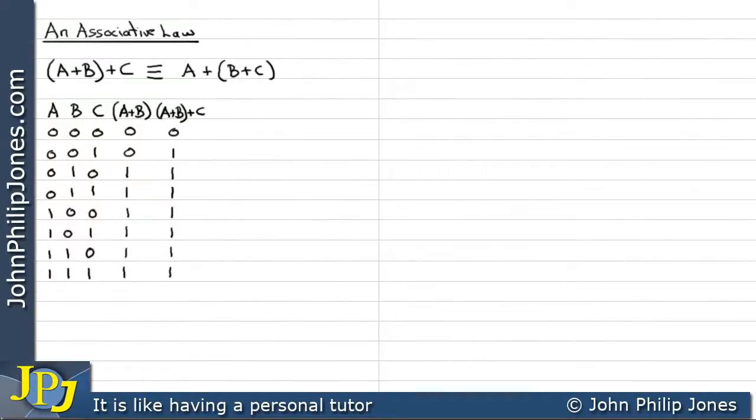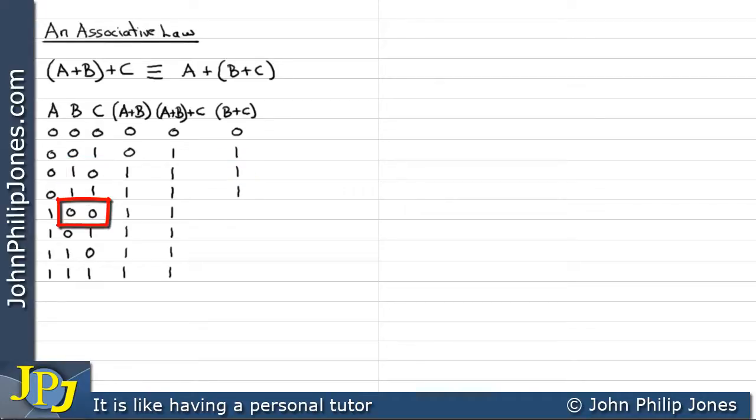Let's now have a look at what we get for this, B or C. Let's have a look at each in turn. I have a 0 or a 0, which is a 0. I have a 0 or 1, which is a 1. I have a 1 or 0, which is a 1. I have a 1 or 1, which is a 1.